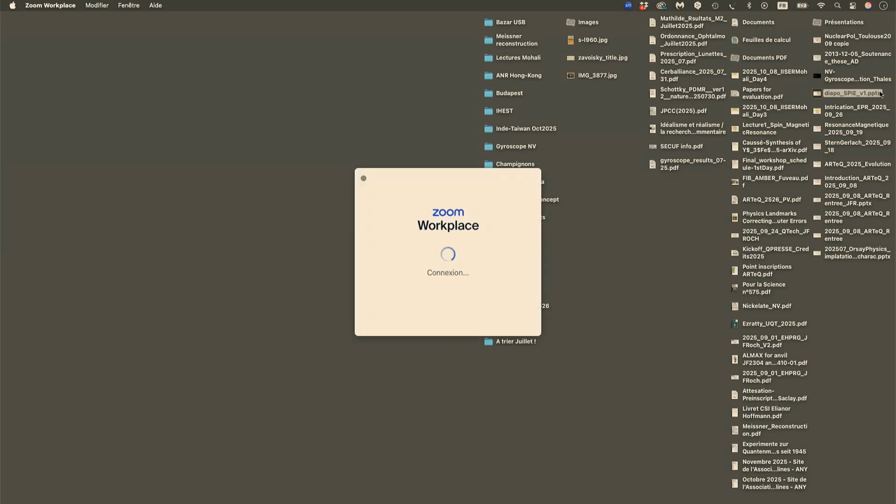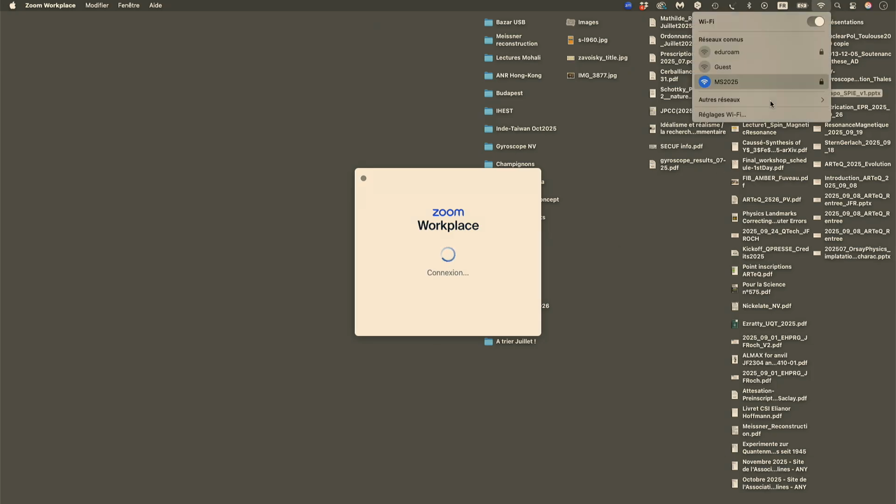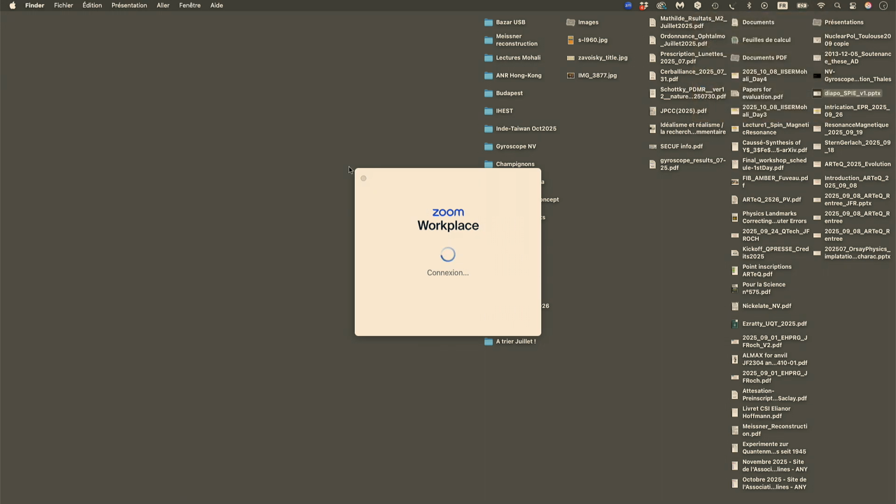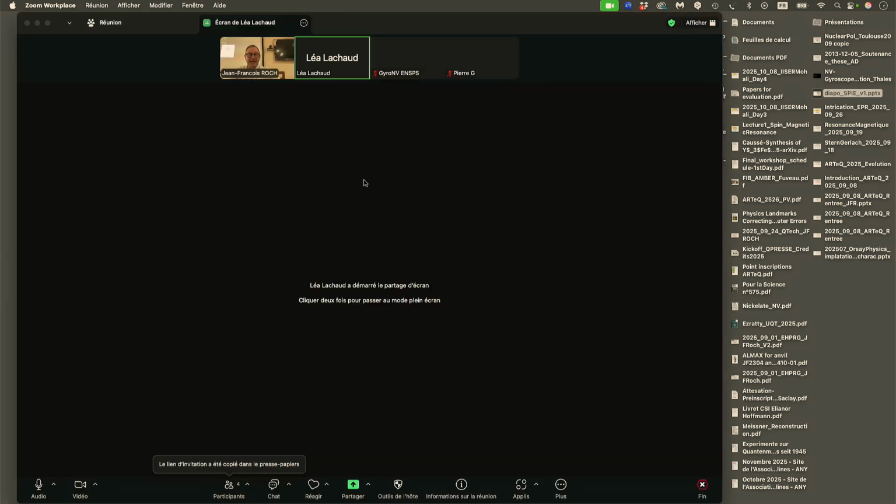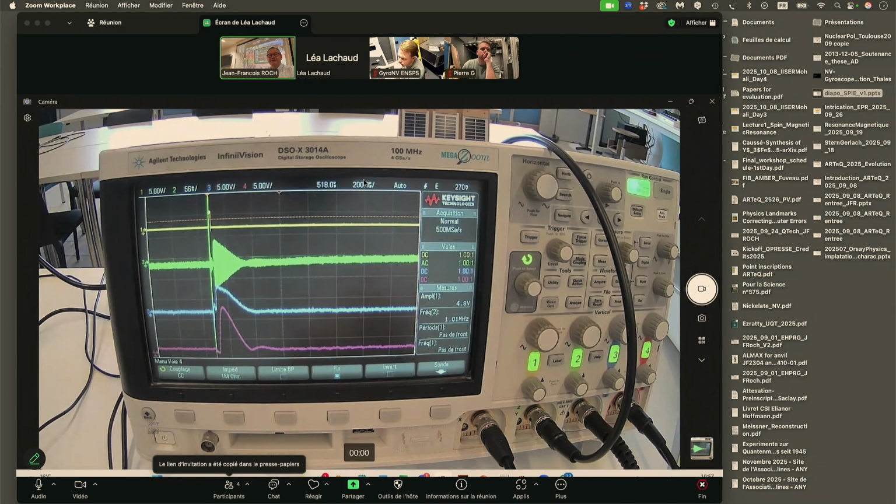What happened? There's a problem with Zoom. It's the connection. Zoom has a problem. Ça revient. Yeah. Sorry, Léa, there was a Zoom problem. I don't know, maybe the internet connection got lost at one point.